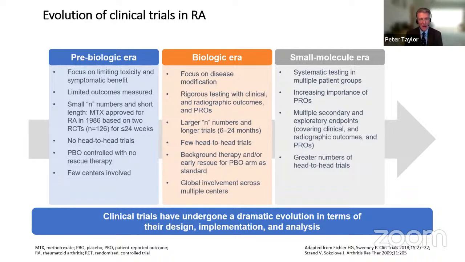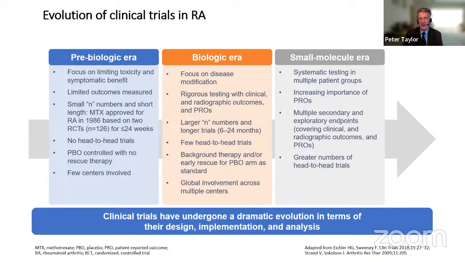And then everything changed, and I was privileged to be there in the early days of the biologic era, and the focus became on disease modification, showing that we could limit structural damage. There was rigorous testing with radiographic outcomes as well as clinical outcomes, and patient-reported outcomes were introduced. The numbers of patients recruited into trials became larger, the period of drug exposure became longer, between 6 to 24 months, and a few head-to-head trials began to creep in. And the background therapy or early rescue therapy for the placebo arm became standard. And as you'll see, multiple centers tended to be involved right across the globe.